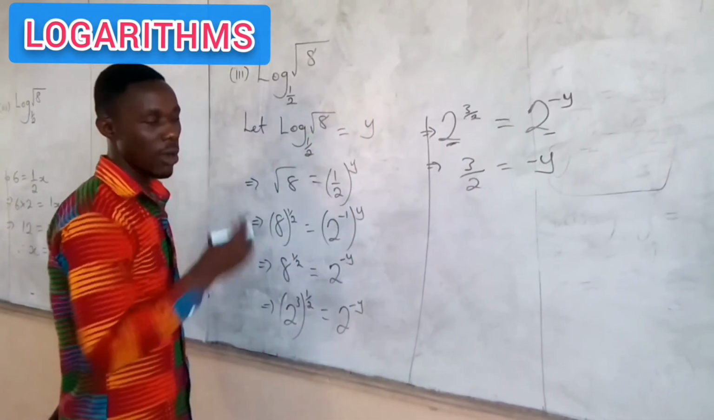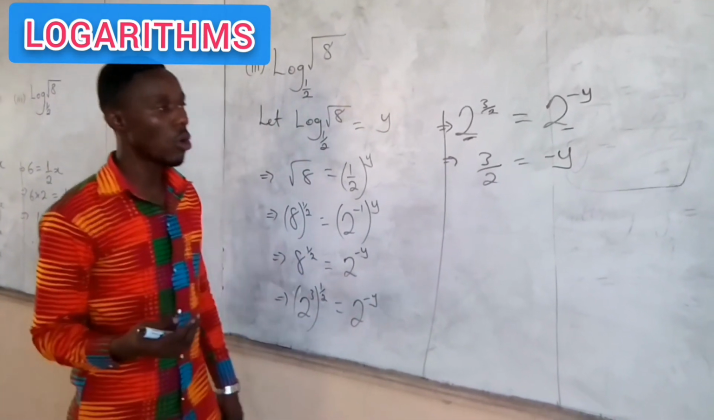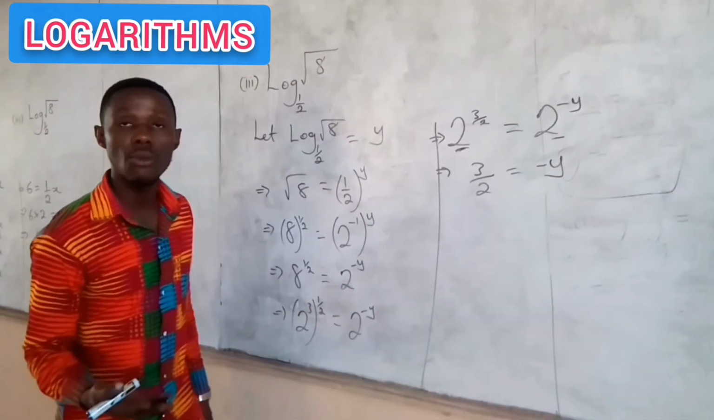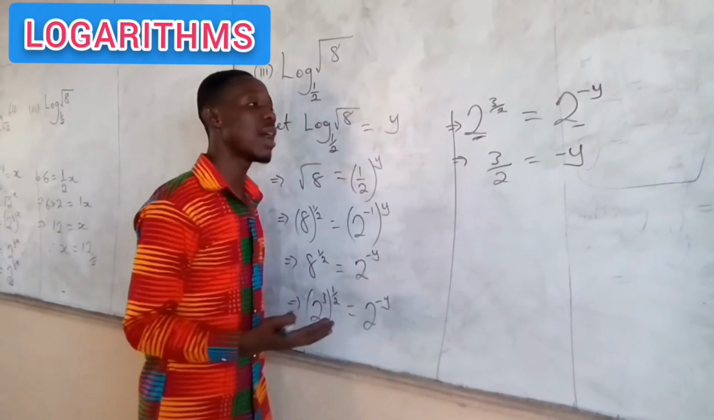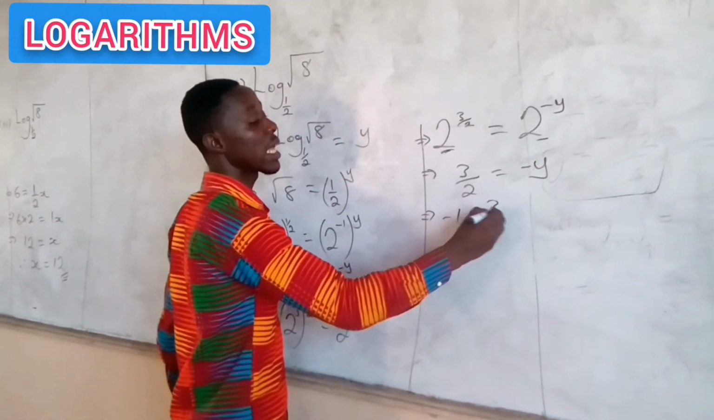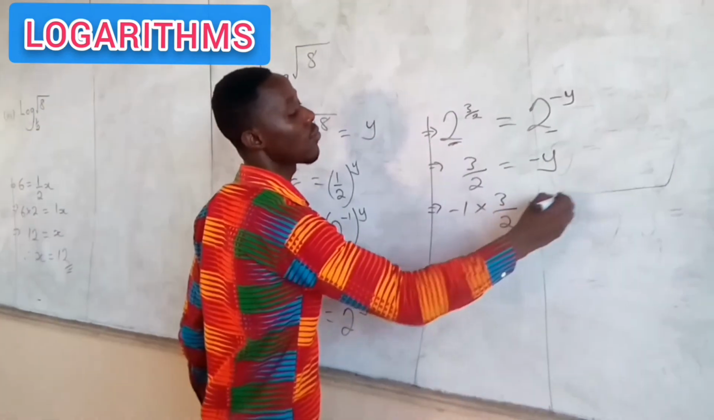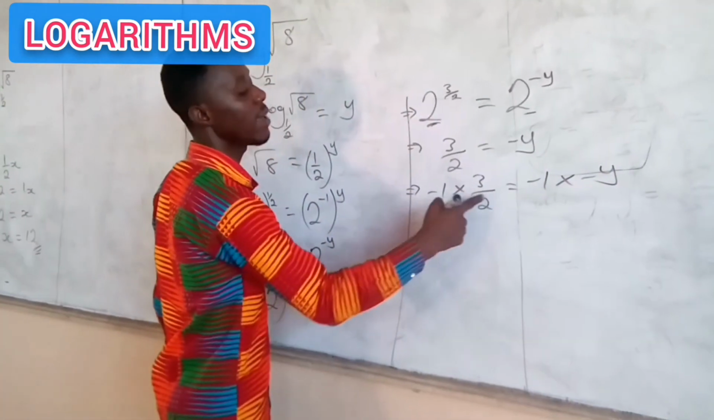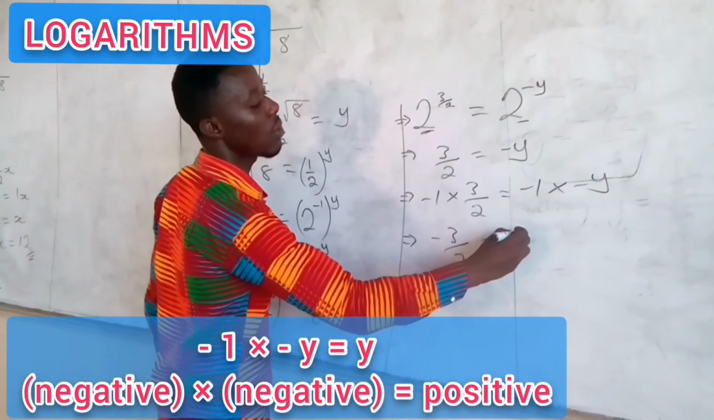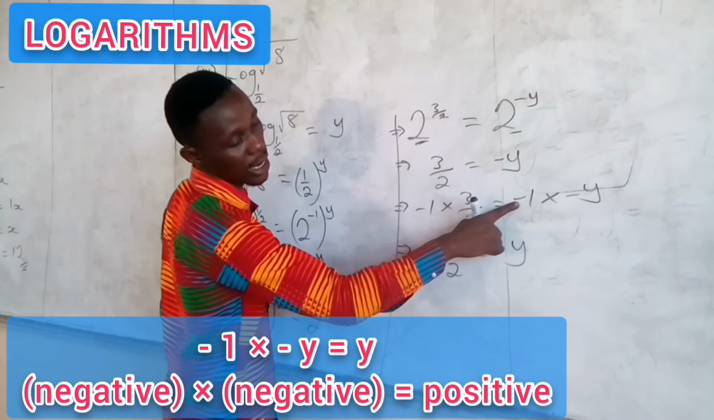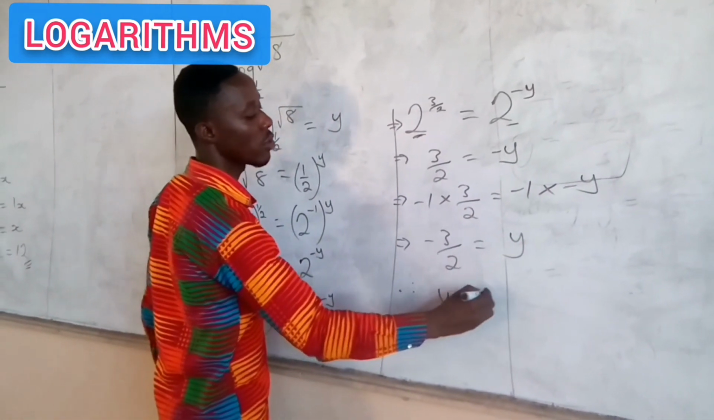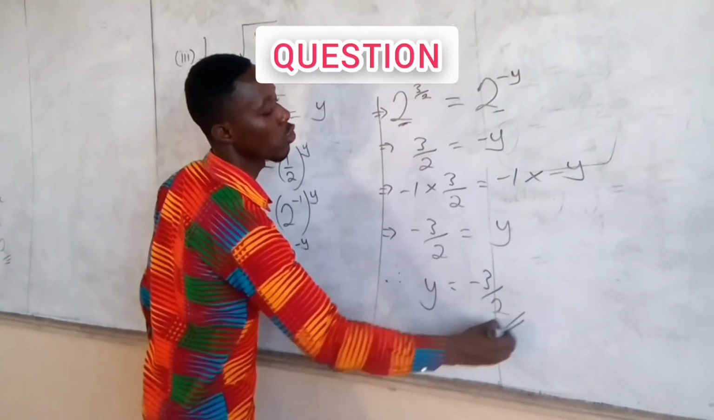But the question is, we want y, we don't want negative y. I can decide to multiply by negative 1. So let's multiply both sides by negative 1. Negative 1 times 3 on 2, then negative 1 times y. When you multiply this and that, we get negative 3 on 2, then here we have y, because negative times negative is positive. Therefore, I can say y is equal to negative 3 on 2.